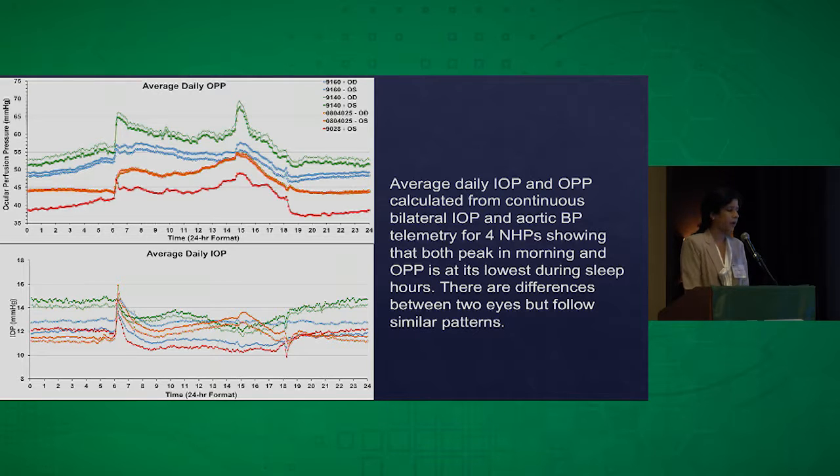This is a plot comparing the perfusion pressure and the intraocular pressure together, which shows that both the IOP and the OPP peak during the waking hours. IOP is highest during the nighttime, although the perfusion pressure is lowest during the nighttime. There are differences between the two eyes, but they do follow similar patterns.